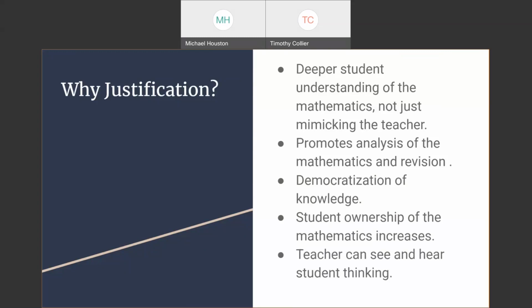And the teacher can see and hear what students are thinking. What a wonderful formative assessment tool, to be able to just have a glimpse inside their noggins and see what's going on.